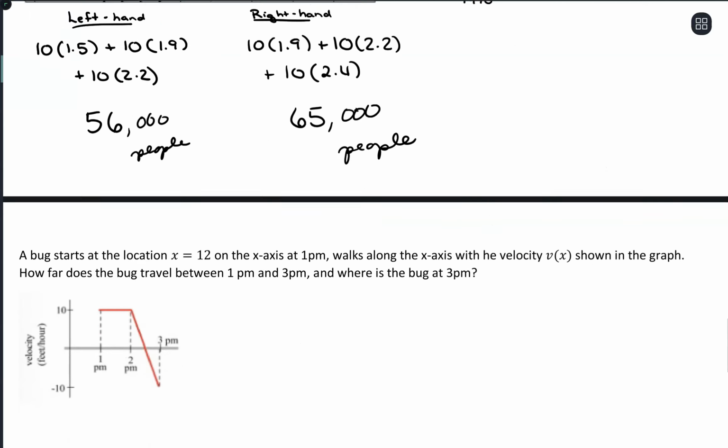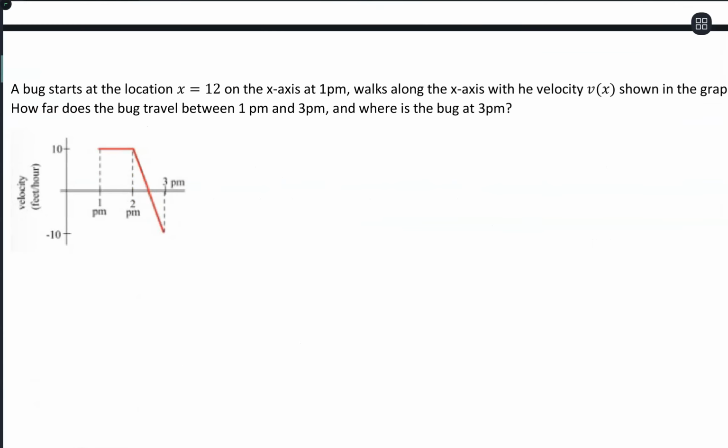All right, our last one here. Let's take a look at this bug that is starting at a location x equals 12. So at 1 p.m., it's at this location at 12. And then it walks along with the velocity v of x, which is being graphed here.